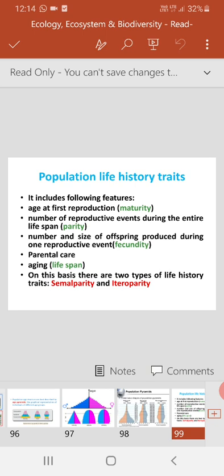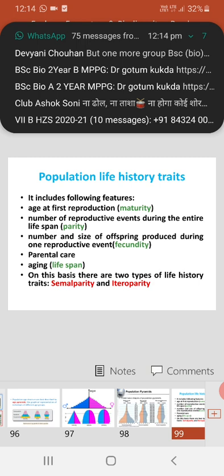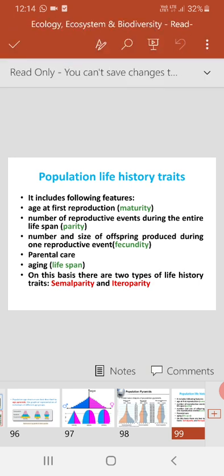Now, population life history traits are again a very important characteristic by which we can compare different types of populations. On the basis of life history traits, we can categorize populations as semelparous populations and iteroparous populations. Now, what are the traits which are used to define life history? Life history means more or less how a population lives in a given environment.